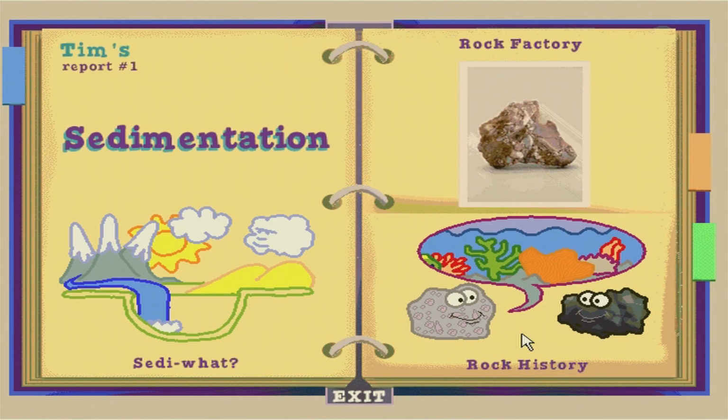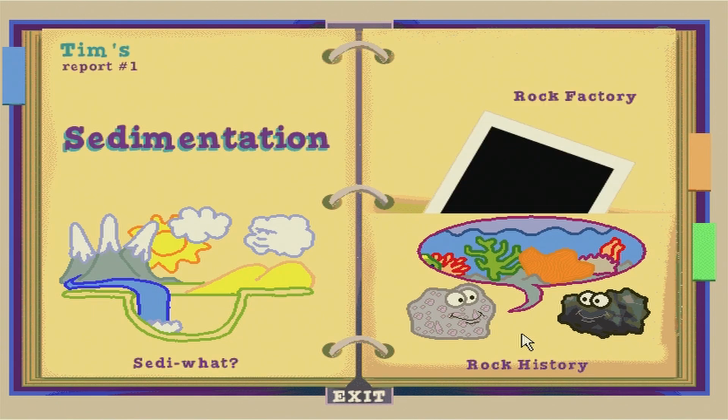Chemical rocks are formed by chemical changes, such as evaporation. Rock salt is a chemical rock. It's what you'll find on the ground after a salty lake or sea dries up.